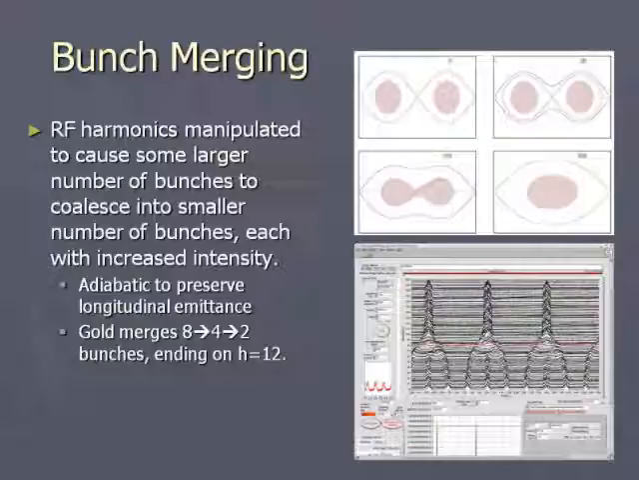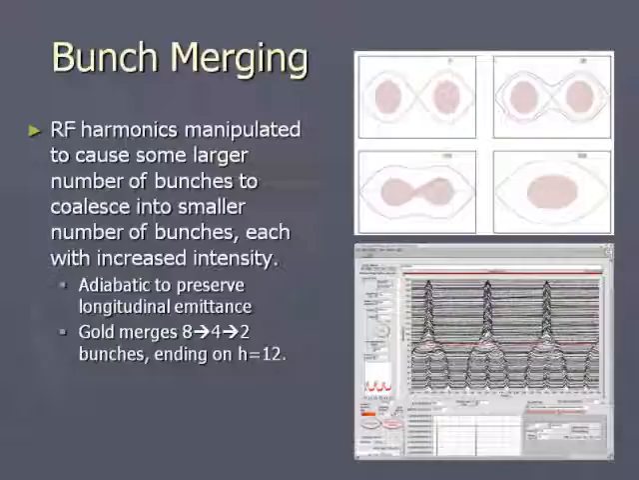This is the first phase of the merge. It actually occurs in 2 parts. We start with 24, and we go down to 12 bunches in the gymnastics like this. And then we go from 12 to 4 in a 3-to-1 merge, which is shown here on the mountain range display, and I'll explain what I mean by that in a second.